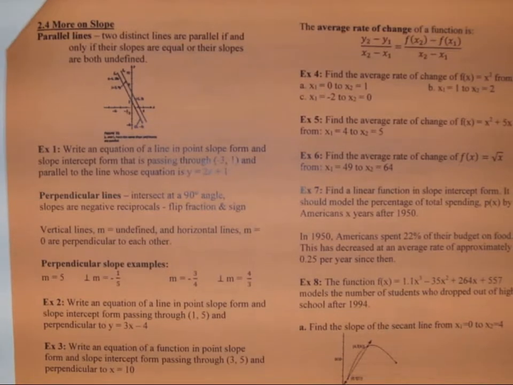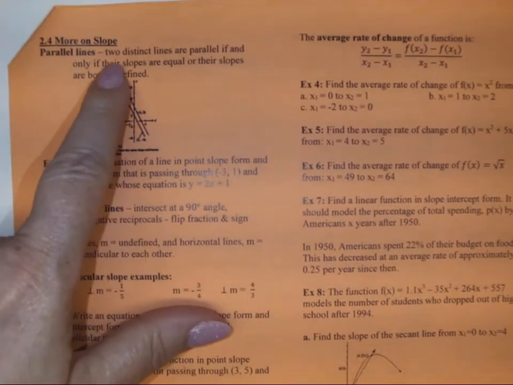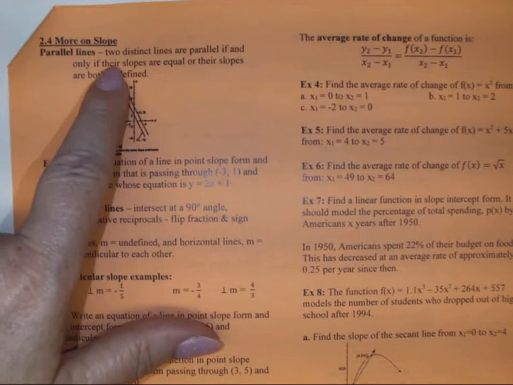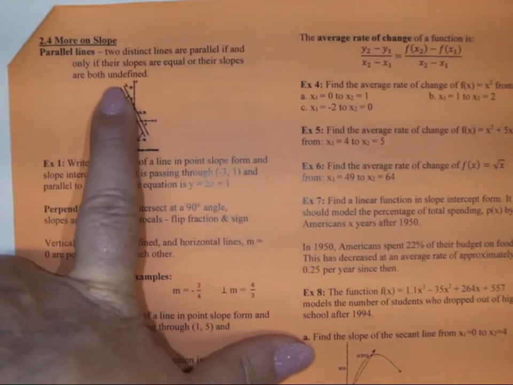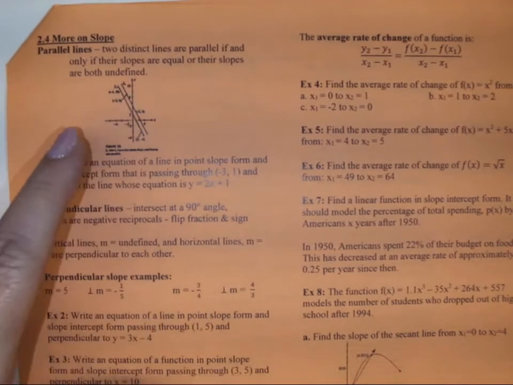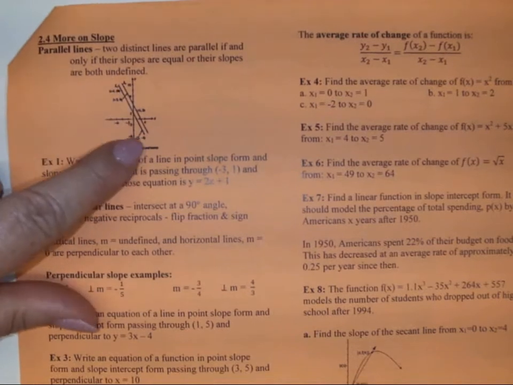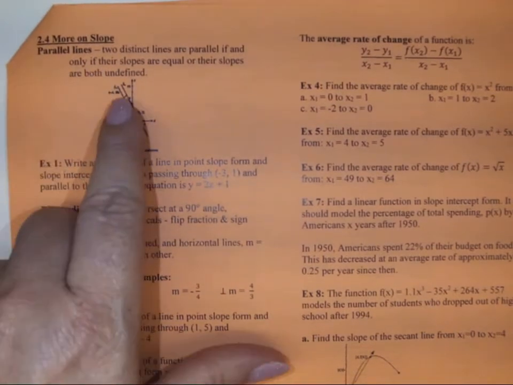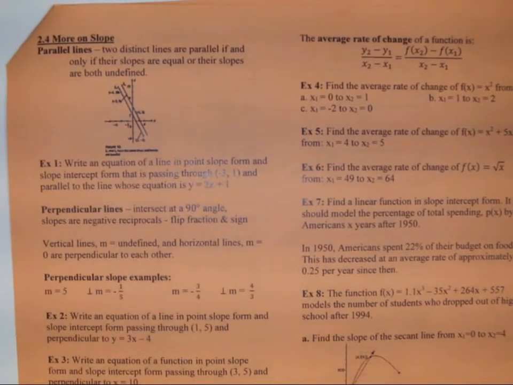All right, so we're talking more about slope. We're going to talk about parallel lines first. So parallel lines, or two distinct lines, are parallel if and only if their slopes are equal or their slopes are both undefined. So here they're both equal. You can see that they're just going along the same way. Their slopes are the same.